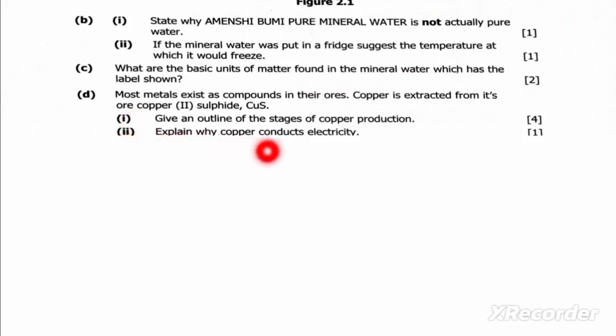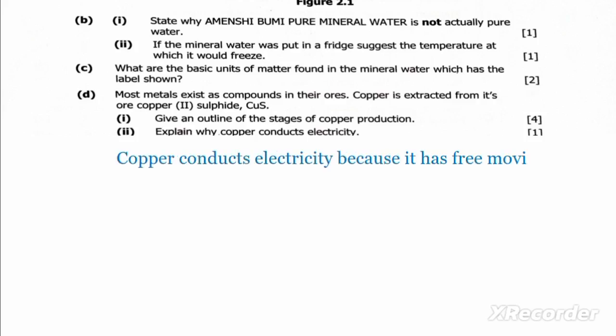Explain why copper conducts electricity. Copper conducts electricity because it has free moving electrons that carry electric current. So the reason why copper conducts electricity is because it has free moving electrons that carry electricity. We are done with question C1.